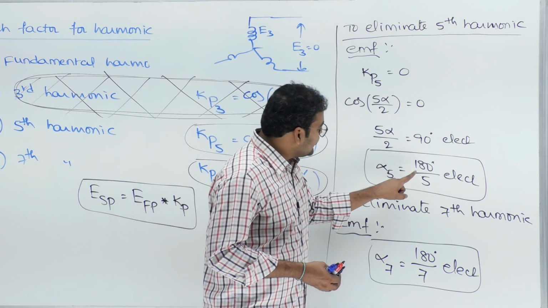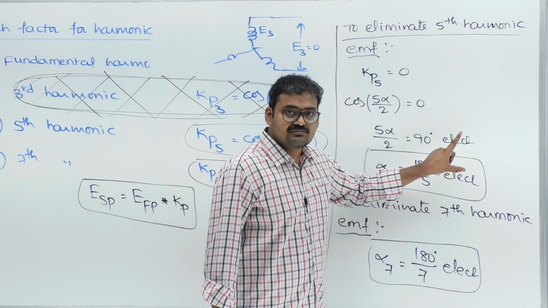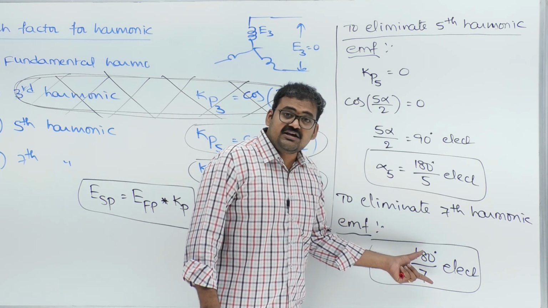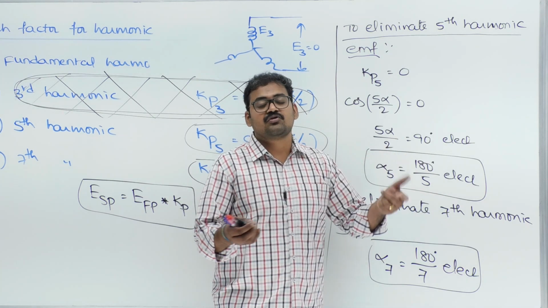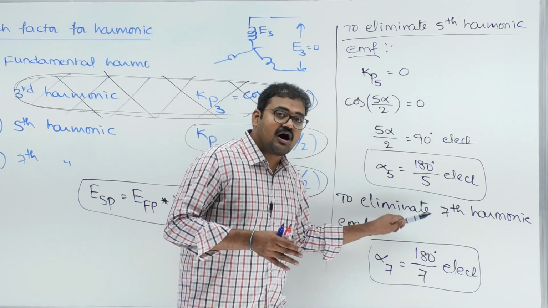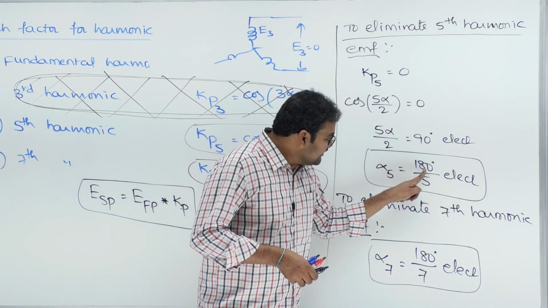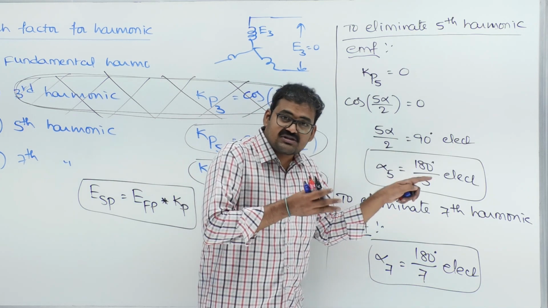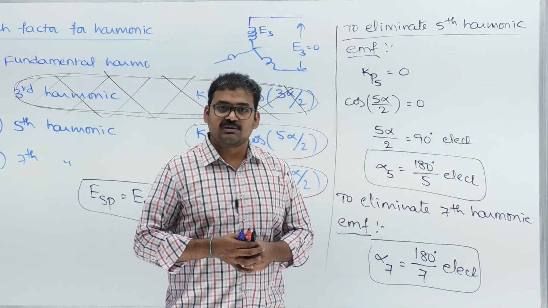Suppose if I use a short pitch angle of 180 degrees by 5, fifth harmonic voltage becomes 0, but seventh harmonic will be available. If I use a short pitch angle of 180 degrees by 7, seventh harmonic voltage becomes 0, but fifth harmonic voltage will be available. But my aim is to make both harmonic voltages 0. In that case, use neither 180 by 5 nor 180 by 7, take the average between the two and use that value to eliminate both fifth harmonic as well as seventh harmonic EMF.